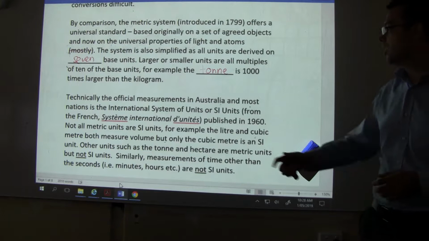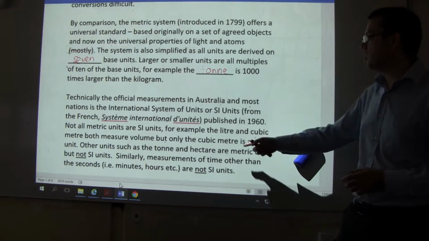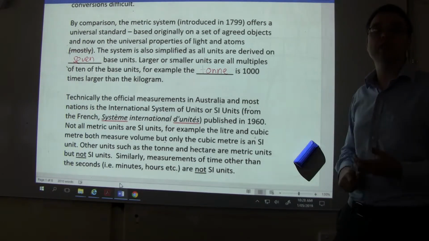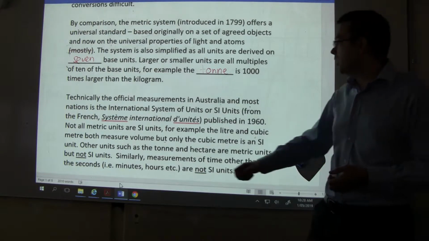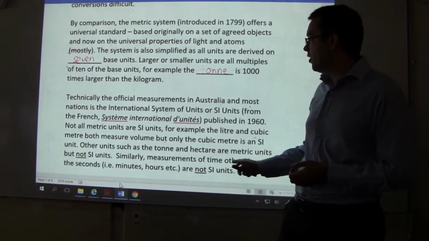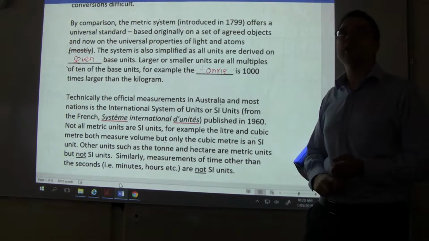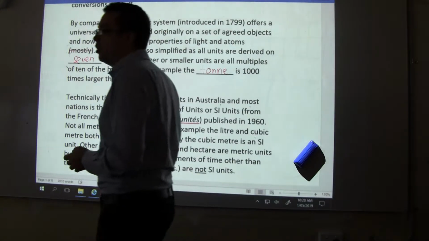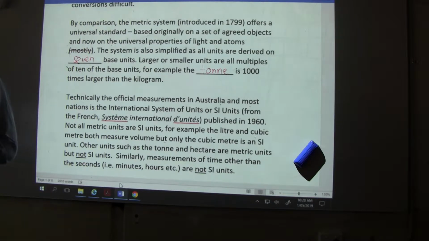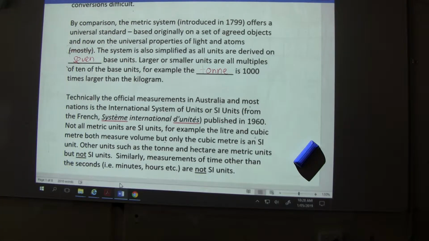Other units, such as the ton and hectare, are metric units, but they are not SI units. So instead of hectare, we should be using metres squared. We still use hectares because they're useful, but they're not SI units. Similarly, for measurements of time, other than seconds, minutes and hours, they're not SI units. So in the SI units, we only ever use seconds. I'll mention it here because we will mention it later: Celsius is a metric unit, but it is not the SI unit. The SI unit is something else called Kelvin, which we'll talk about later.